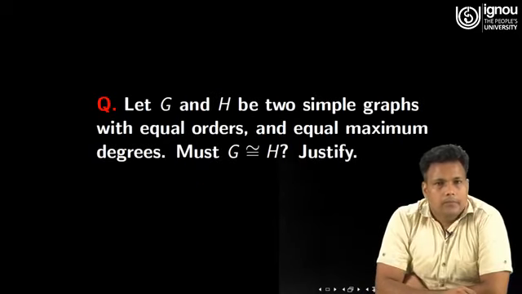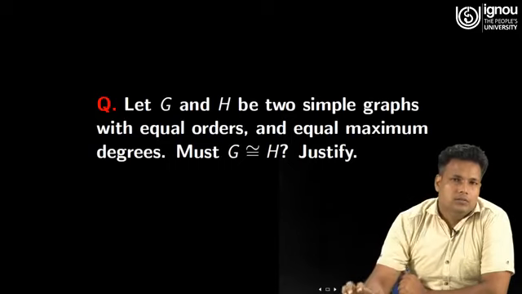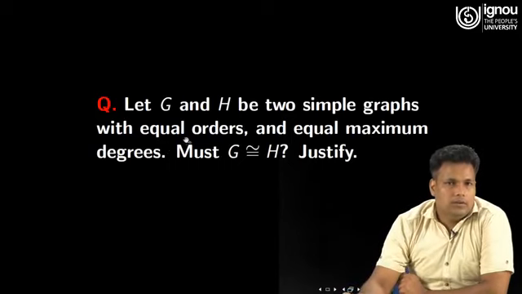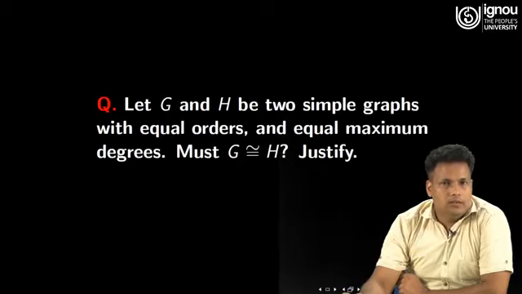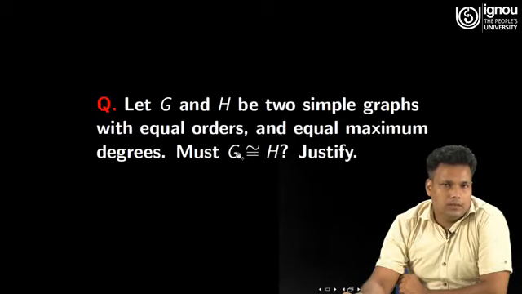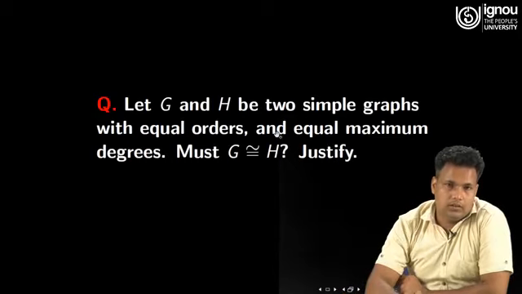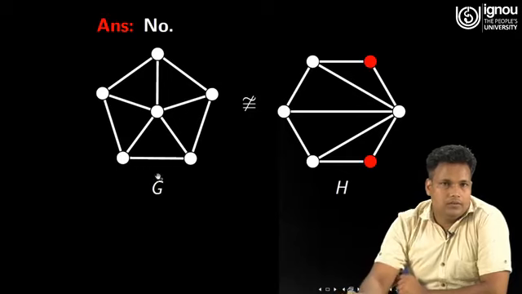Let's look at another question. Let G and H be two simple graphs which have equal orders and equal maximum degrees. The question is, must G be isomorphic to H? The answer is false. What you have to show is a counterexample. You have to construct two graphs which have the same order and the same maximum degree, but they are not isomorphic. So one such pair of graphs is shown here.